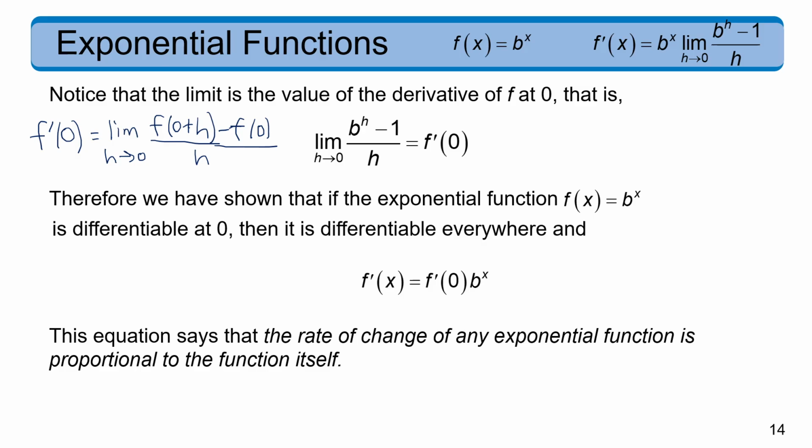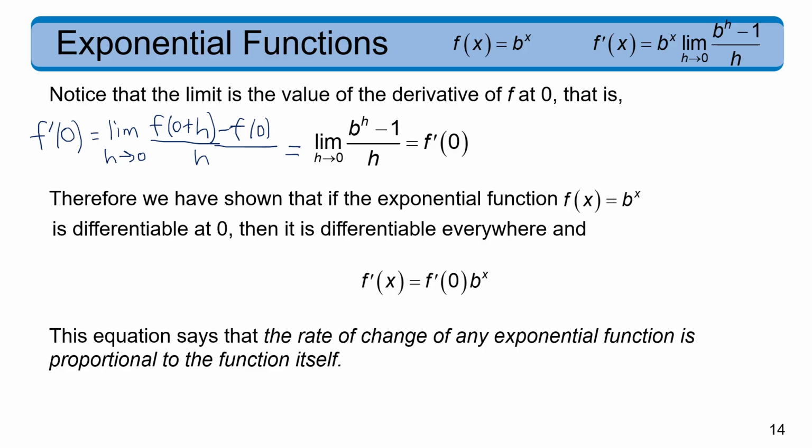Now think about what f of 0 plus h would look like. From over here, it's b to the 0 plus h, which is b to the h. What would f of 0 look like? It would be b to the 0, which is 1. So now that explains exactly where that comes from. And as we started at the beginning, this is f prime of 0.